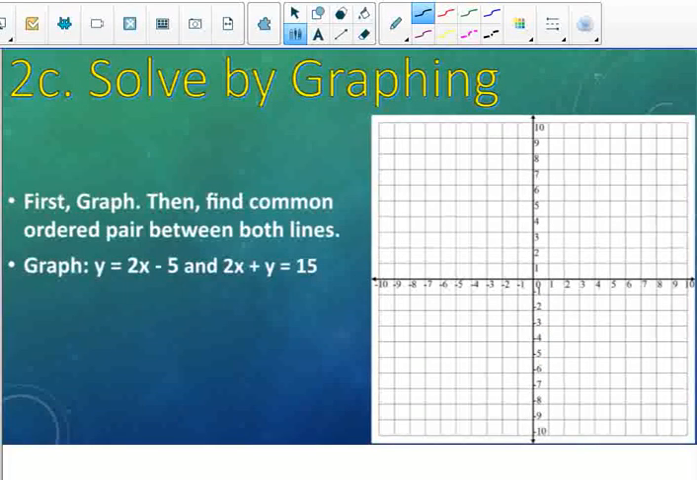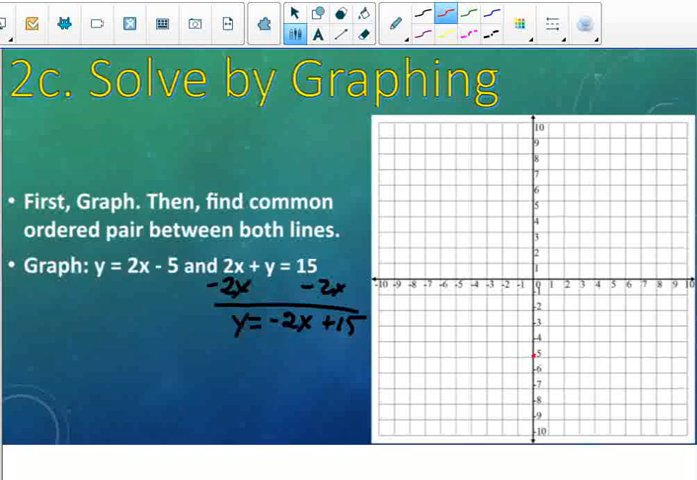Next one here, we need to solve this one by graphing. But with the second one, we need to put that into y equals mx plus b format. So I'm going to subtract 2x on both sides. So now I have y equals negative 2x plus 15. Now let's graph these. So the first one's at negative 5. And I go up 2 to the right 1, up 2 to the right 1, up 2 to the right 1, up 2 to the right 1.